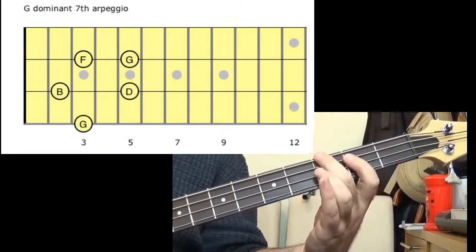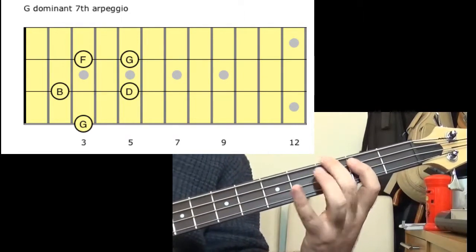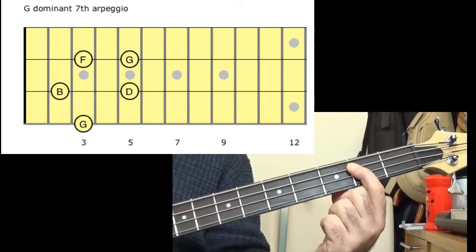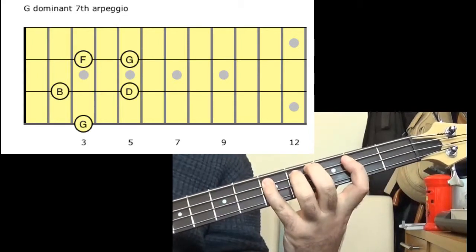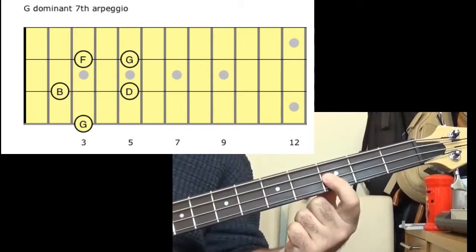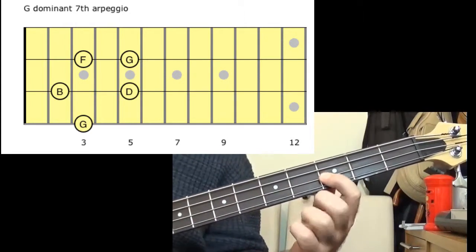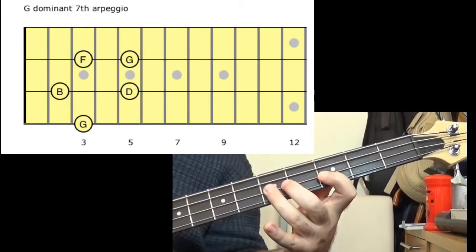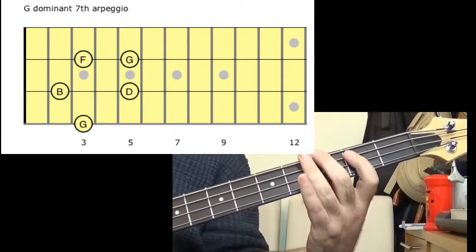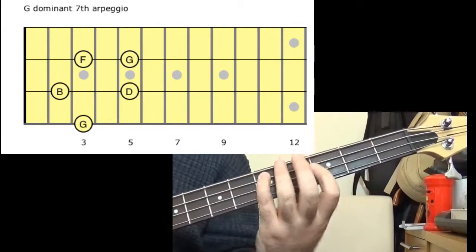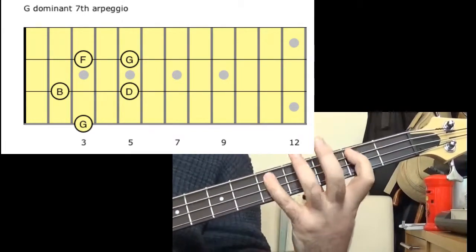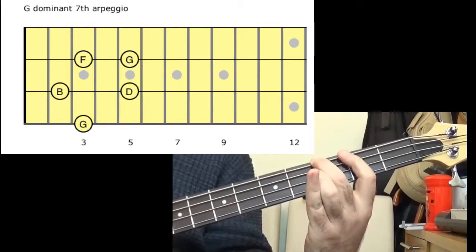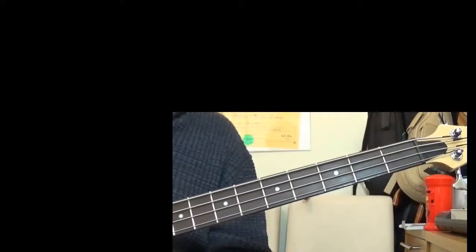Or if you like, G on the 3rd fret E string, B on the 2nd fret A string, D on the 5th fret A string, F on the 3rd fret D string, and then G on the 5th fret D string. One more time. And that's how you do it.